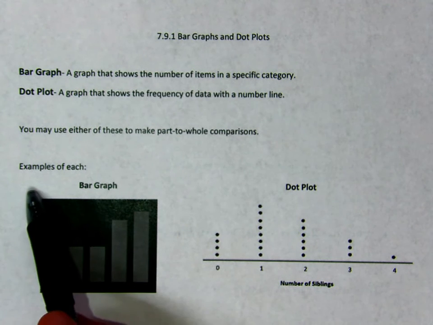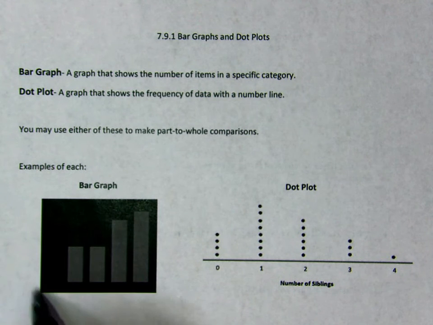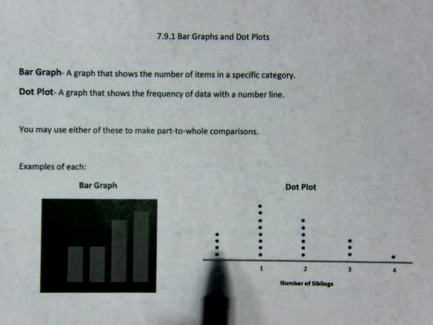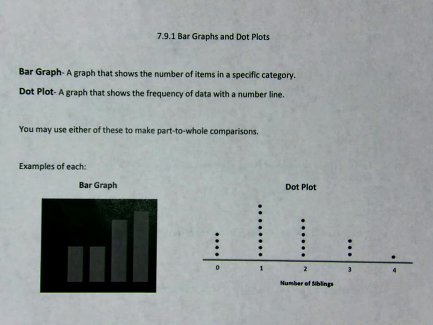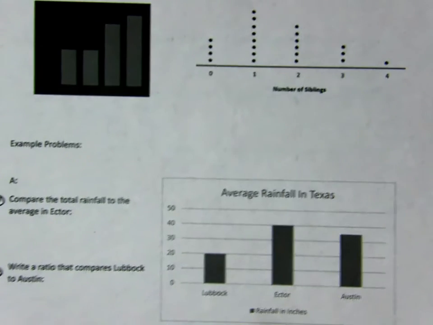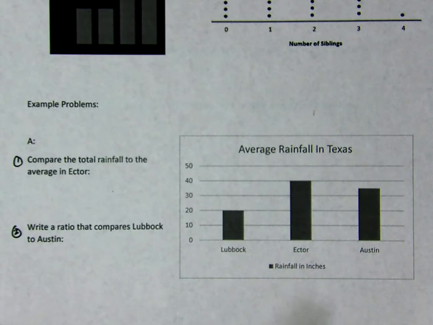Usually the bar graph has numbers on the side here, and then we've got categories at the bottom, and then you've got categories, and then we place dots above those. Okay, it'll be a little clearer once we get into the examples. So our first example, okay, it is a bar graph.